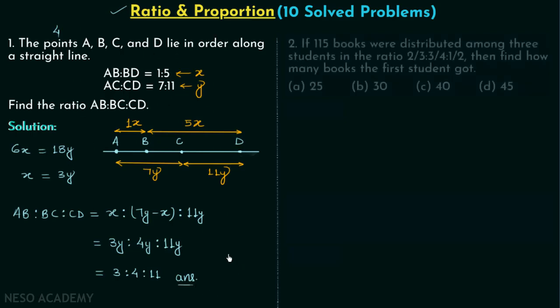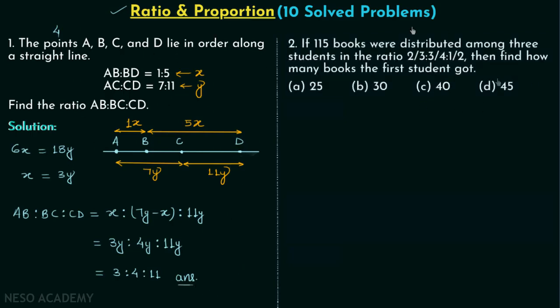Now we will move on to our problem number 2. In this problem, we have 115 books, and these 115 books were distributed among 3 students in the ratio 2/3 ratio 3/4 ratio 1/2. And we need to find how many books the first student got. There are 4 options and we need to choose one correct option. The problem is very simple. The given ratio is 2/3 ratio 3/4 ratio 1/2.